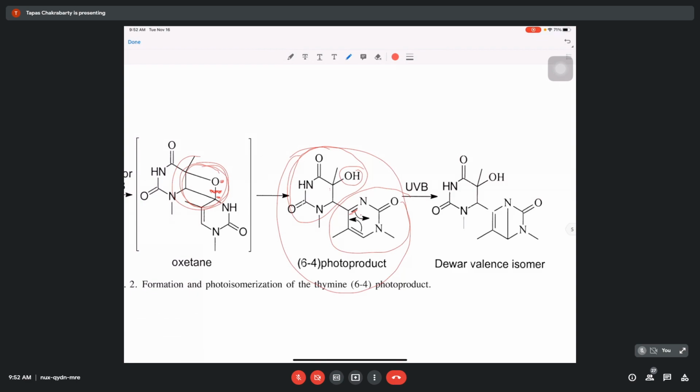And this molecule again, after absorbing this ultraviolet light, can undergo a further photoisomerization reaction. So a Dewar valence isomer, this kind of chemical structure has also been observed. This chemical structure means that this nitrogen atom has formed a weak bond here with this tail part. So all these compounds, both these molecules, have been isolated from these nucleic acids. That is, when the nucleic acids are exposed to light, the chemical changes that happen at this thymine part are like this.